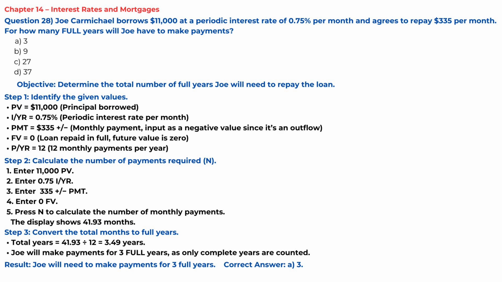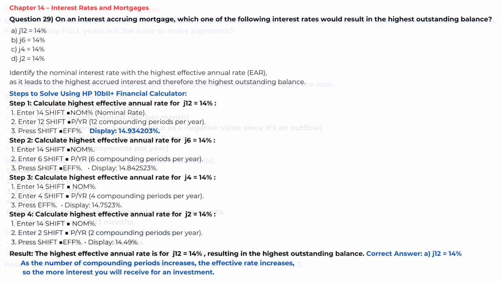Enter 11,000, PV. Enter 0.75 I/YR. Enter 335, plus and minus sign, and then press PMT. Enter 0 FV. Press N to calculate the number of monthly payments. The display shows 41.93 months. Final step, convert the total months to full years. Total years equal 41.93 divided by 12 equals 3.49 years. Joe will make payments for 3 full years, as only complete years are counted. Result, Joe will need to make payments for 3 full years. Correct answer, A, 3.